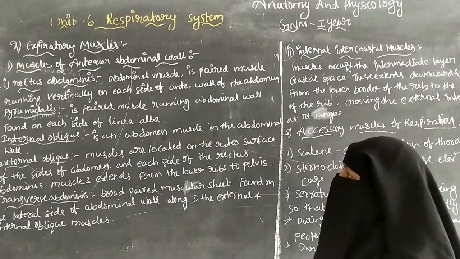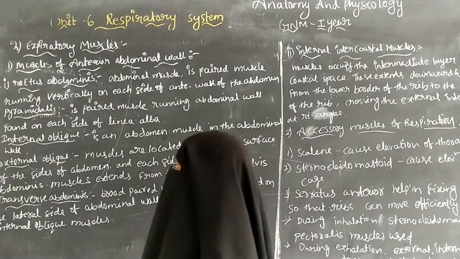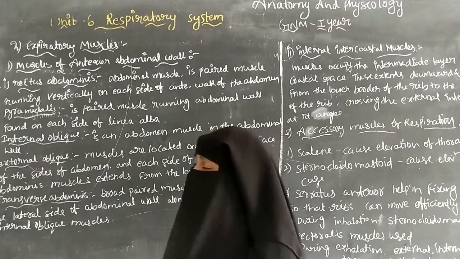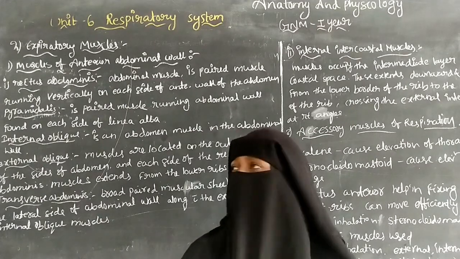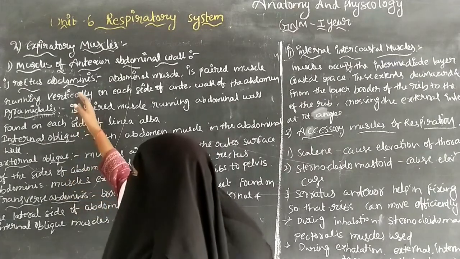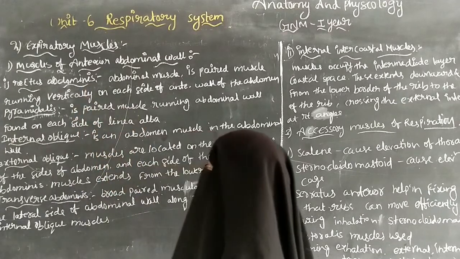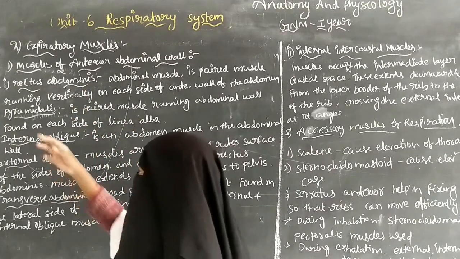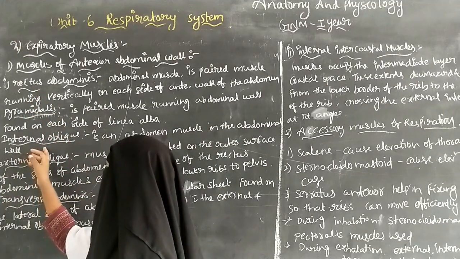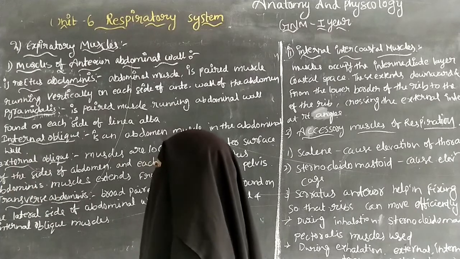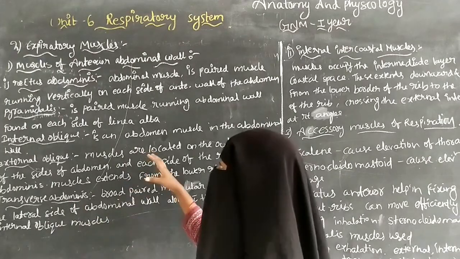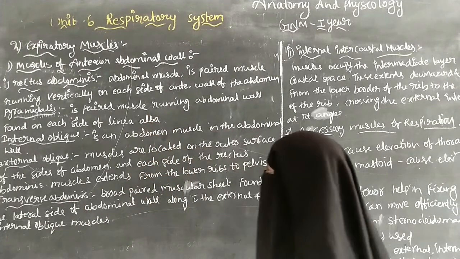Among the expiratory muscles are the muscles of the anterior abdominal wall, which are involved in expiration. The muscles involved in the anterior abdominal wall are the Rectus Abdominis, Pyramidalis, the internal oblique muscles, the external oblique muscles, and the transverse abdominis.